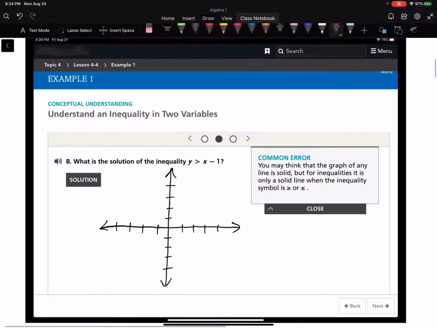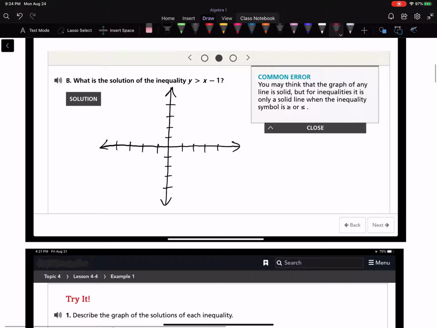Let's try another one. This time it says y is greater than x minus 1. So I'm going to do the same thing. I start out with my y-intercept. It's -1. My slope is still an understood 1, so we go up 1 over 1, up 1 over 1, as many times as your graph allows, or down 1, left 1. You only actually need 2 points to draw the line, but like I said earlier, it sure does help to draw a straight one if you have a bunch of points.